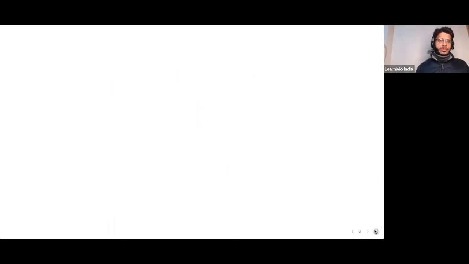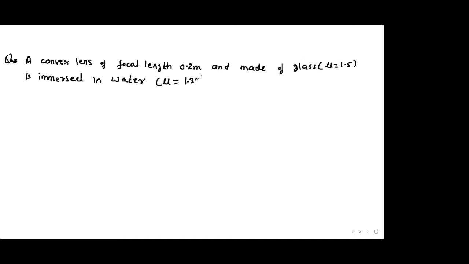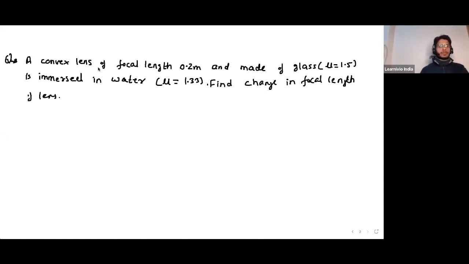Okay, now let's start some important numericals on this concept. The first question is, see, in this example, the radius of curvature is not given, only the focal length is given, and the refractive index of the medium of the lens is given. And this is the refractive index of the surrounding. See, just understand the question first. So you have a double convex lens.